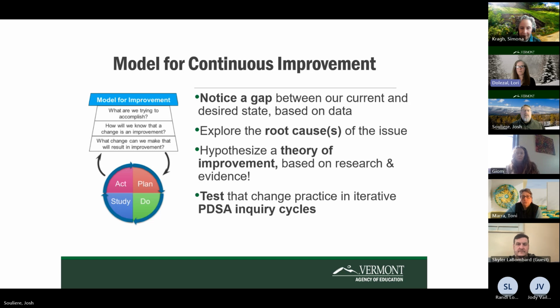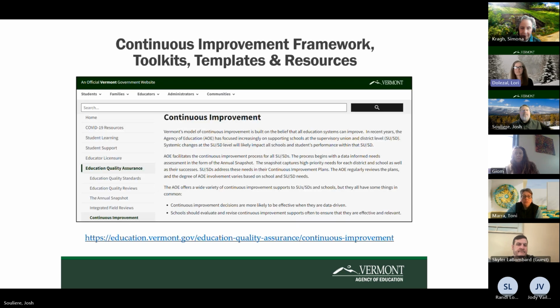What are we trying to accomplish? How will we know a change is an improvement? And what change can we make that will be an improvement? And that is connected to the plan, do, study, act cycles as you test your implementation of the changes you've put into your CIP.